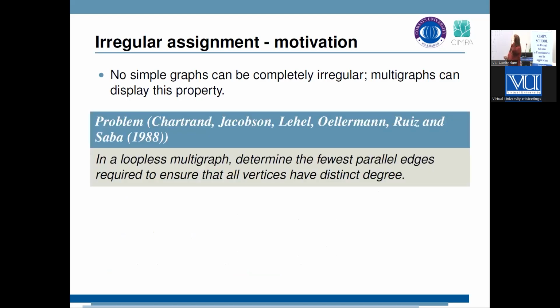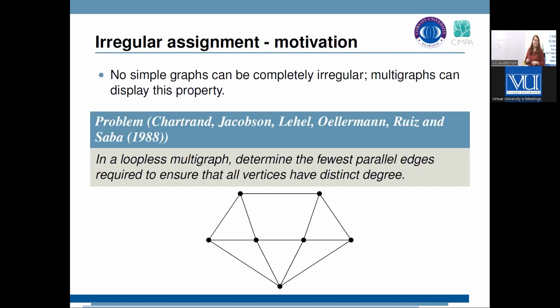This problem was proposed by Chartrand, Jacobson, Lehel, Oellermann, and Ruiz, Saba in 1998, and they asked the following. Consider a loopless multigraph. So we allow parallel edges, but we do not allow loops. Now we ask: determine the fewest parallel edges required to ensure that you obtain a multigraph with all vertices having distinct degrees.